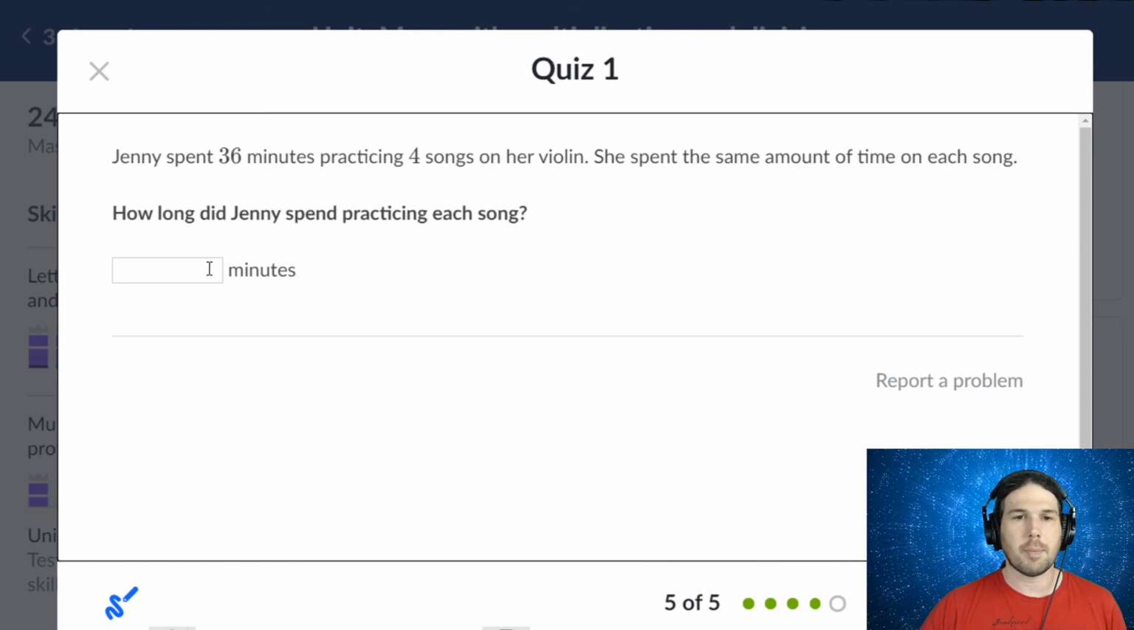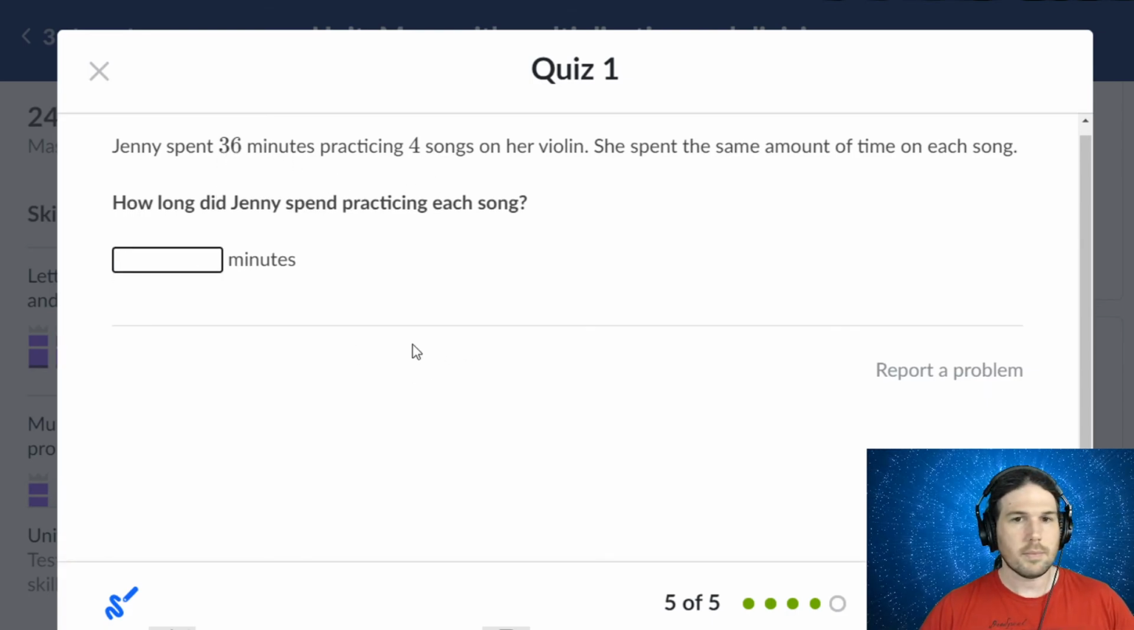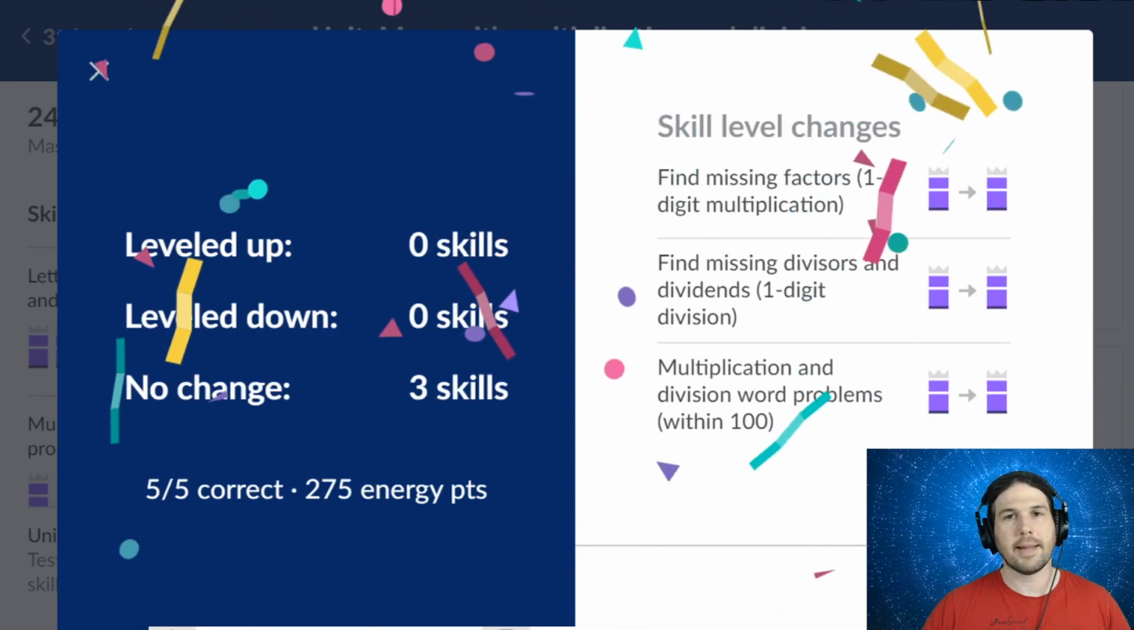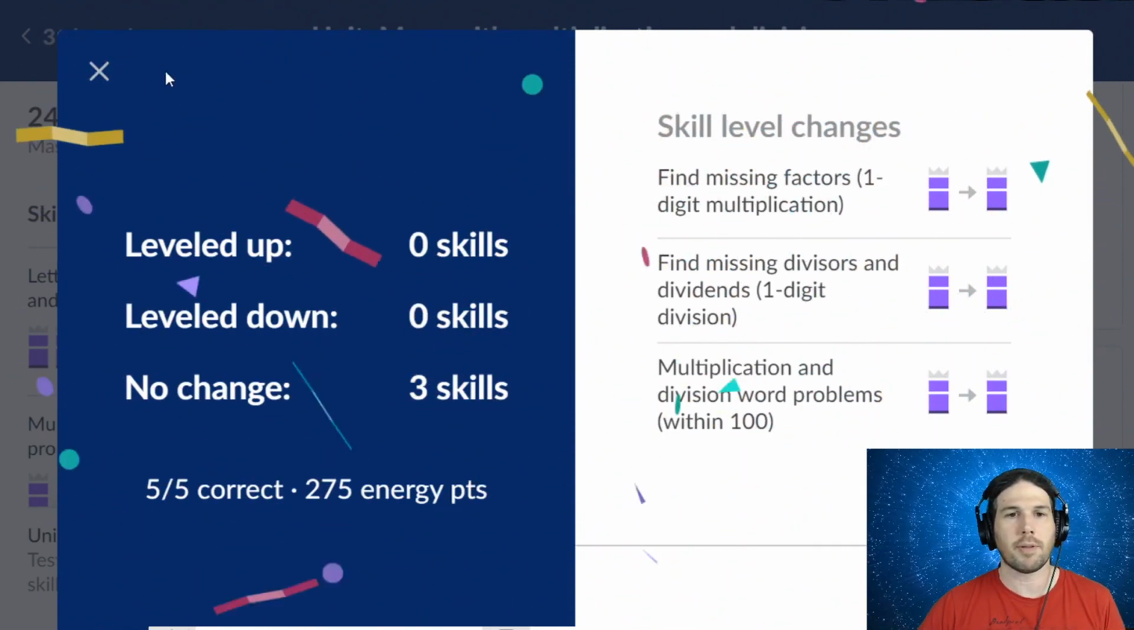36 divided by 4 is 9. Took me a moment. Don't worry, I took the headset off before I got anything more than a little bit queasy.